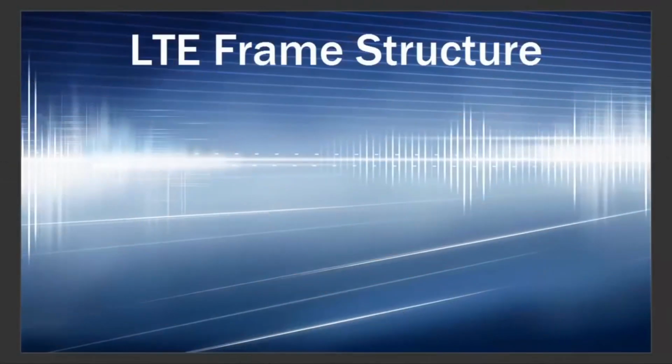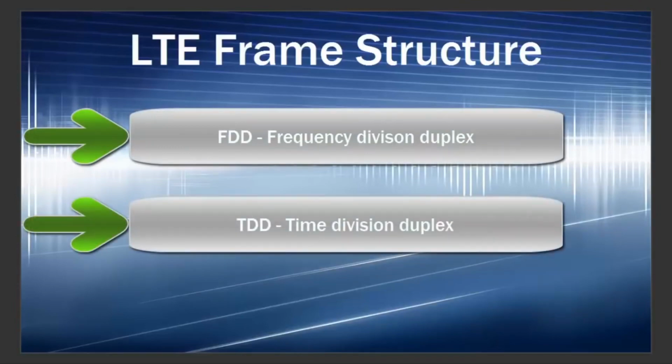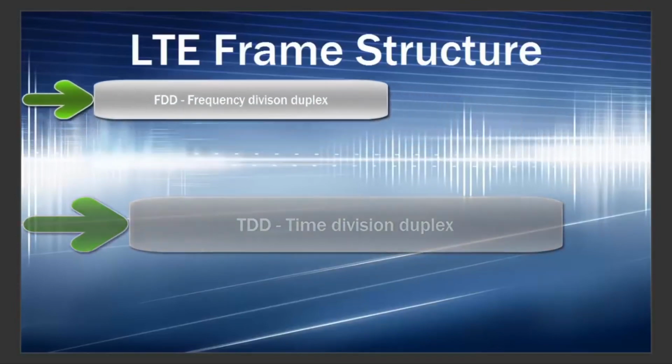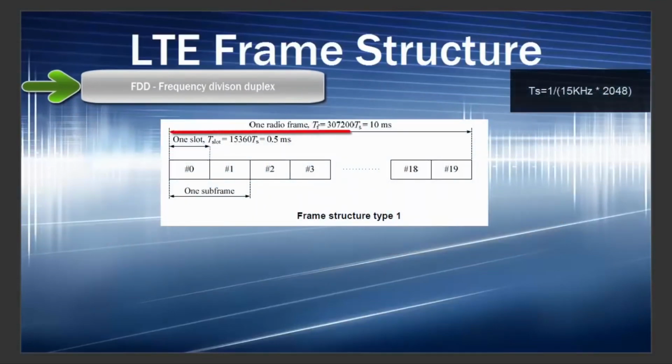Let's now come to the LTE physical layer frame structure. To support transmission in paired and unpaired spectrum, two duplex modes are supported: FDD, frequency division duplex, and TDD, time division duplex. The radio frame structure type 1 is used for FDD. It has a duration of 10 milliseconds and consists of 20 slots with a slot duration of 0.5 ms. Two adjacent slots form one subframe of length 1 millisecond.